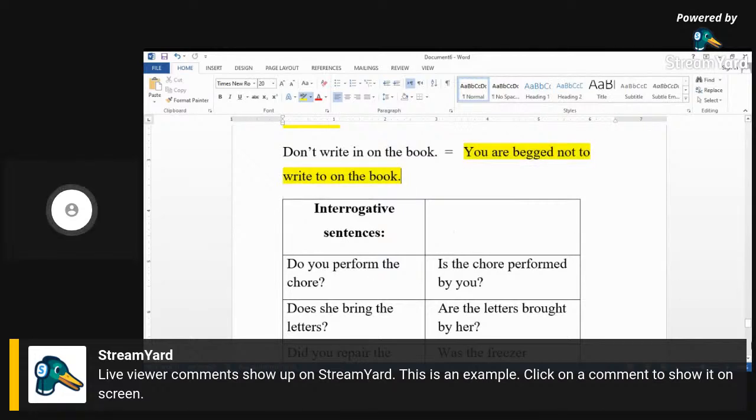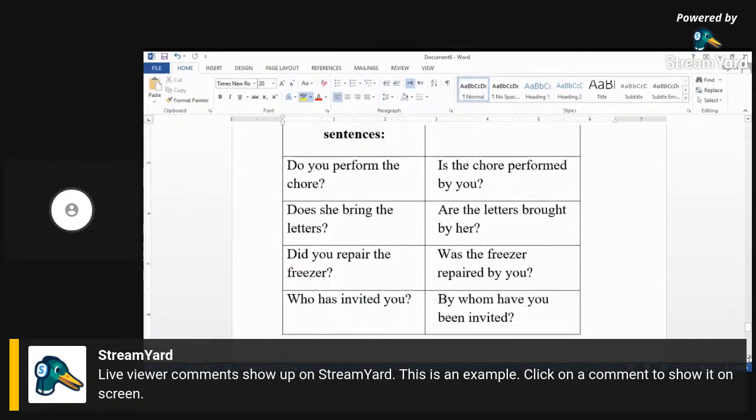Interrogative sentence جملاتی که سوالی میباشند چه قسم ما تبدیل میکنیم؟ Do you perform the chore؟ آیا شما کارتان انجام دادین؟ کار روزمره خود یا کار فعالیتتان انجام دادین؟ Is the chore performed by you? So we change the verb into to be verb. Do you perform the chore? Is the chore performed by you?